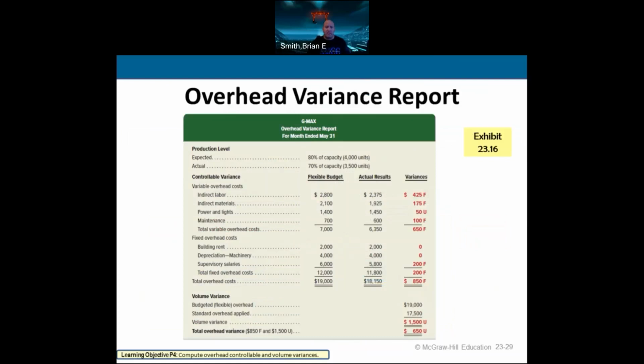We're looking at our flexible budget on the left-hand side, and actual results at the units that we produced. We expected 80% capacity. Our actual capacity was 3,500, which was 70%. So our actual results reflect the difference in those two expected levels of production. We calculate all of our overhead variances by taking our actual results and comparing them to our flexible budgets. You can see we still get that $650 total overhead variance, and the differences between the controllable variances and the volume variances.